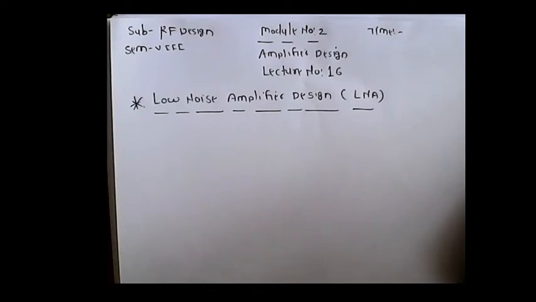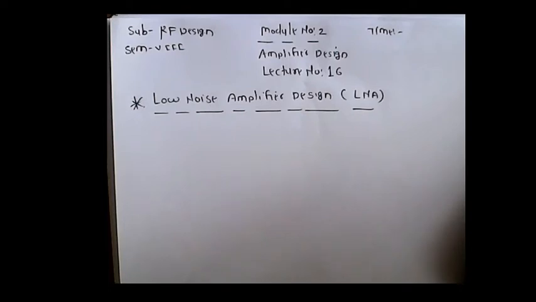In the previous lecture we discussed amplifier design for maximum gain. Then in lecture number 15 we saw amplifier design for specified gain. Today we'll start with amplifier design with the low noise amplifier.